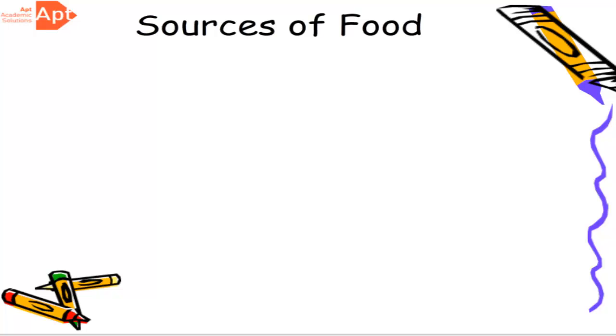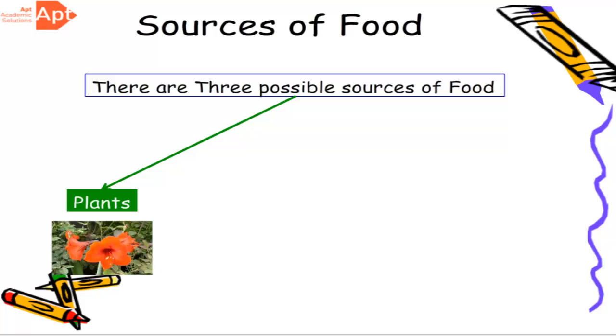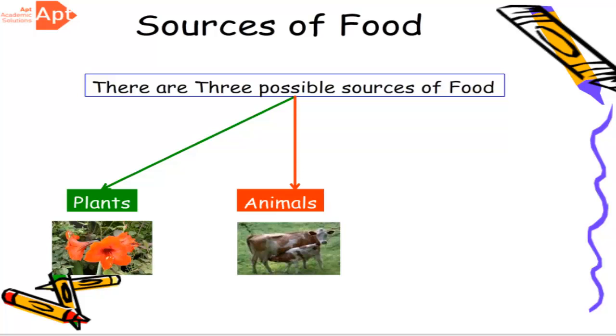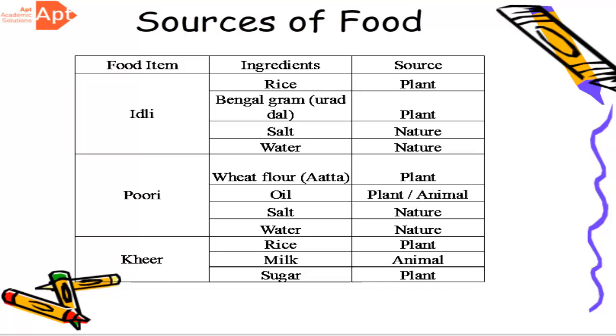Now let's get to the third important topic, which is the sources of food. We have seen variety of food that we love to eat. We have also seen the ingredients that are required to prepare that food. Now how do we understand where we get these food items from? The material that is required, the ingredients, we are using the ingredients, but we need to understand where we are getting these food ingredients from. Let's see, there are three possible sources of food. One is plants, another is animals, and the third one is other natural sources.